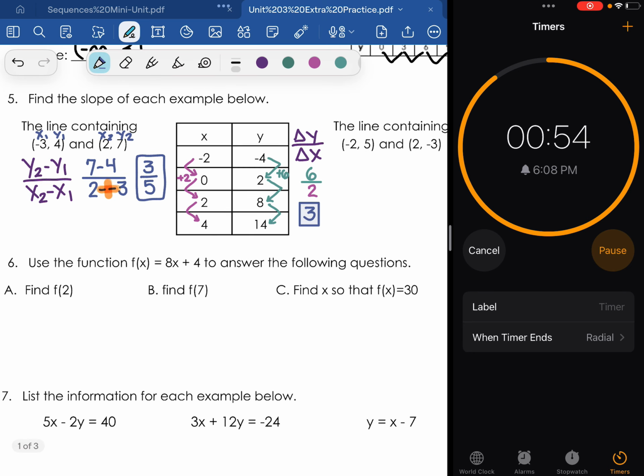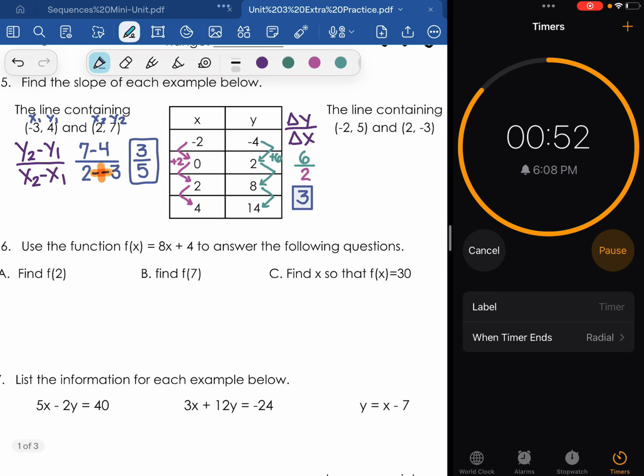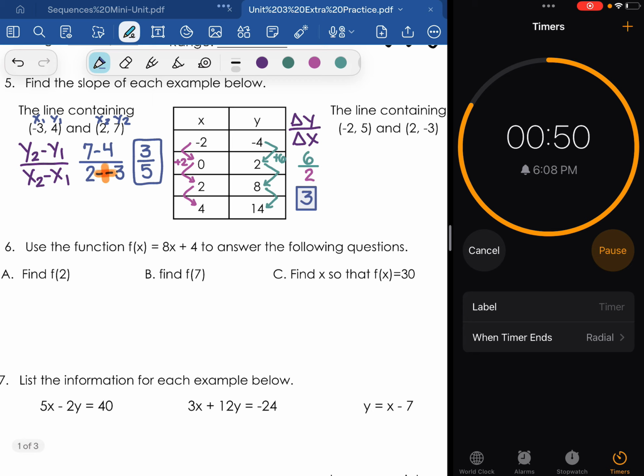Okay, there's the timer. You guys should be trying to finish number 5. Use my examples if you need to. Make sure you have all 4 done at the end of this minute.